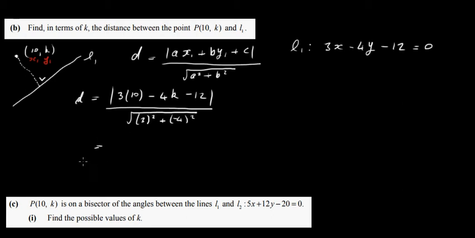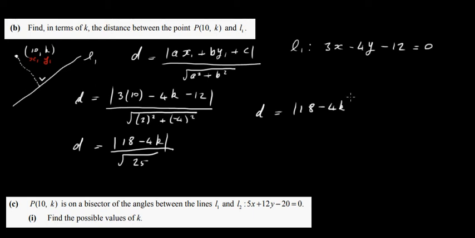So that's our d. Our d then is just going to be the modulus of 30 minus 12, so that's just going to be 18. And then we've got minus 4k, and that's all over the square root of 3 squared plus 4 squared, so that's 3 3s are 9, minus 4 squared is 16, so it's going to be the square root of 25. So the final answer is d is equal to the modulus of 18 minus 4k all over 5. So this is our answer here.